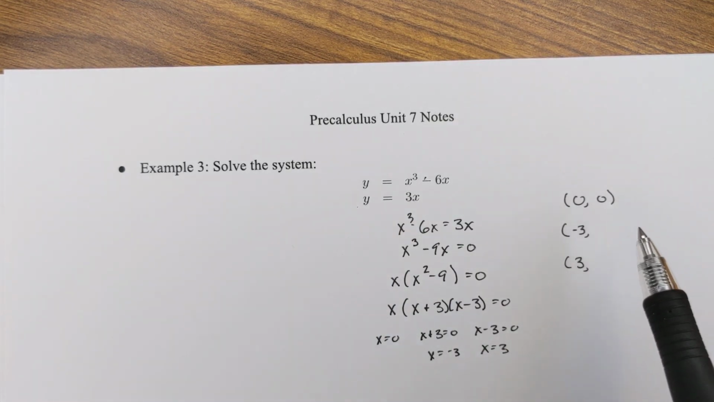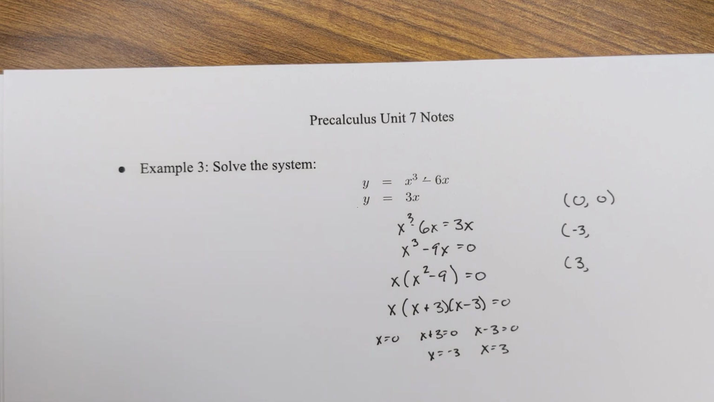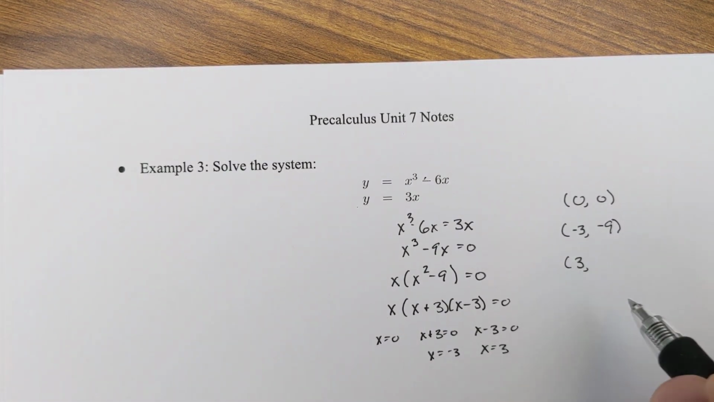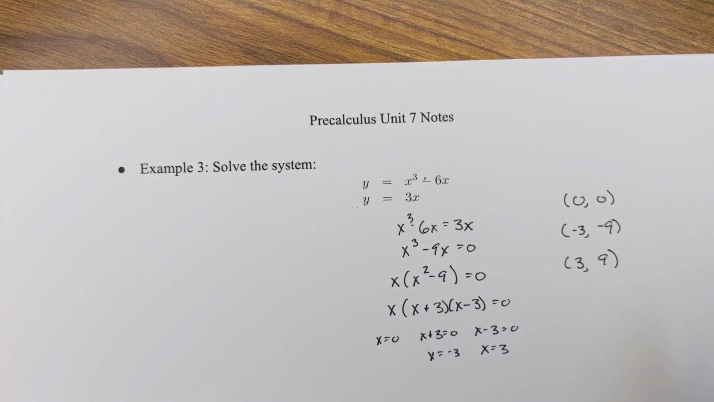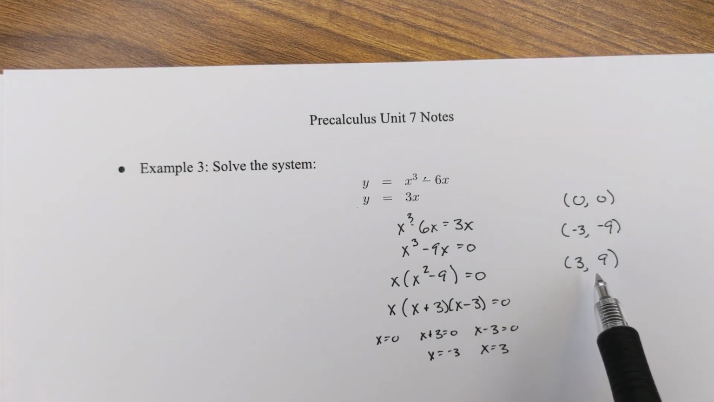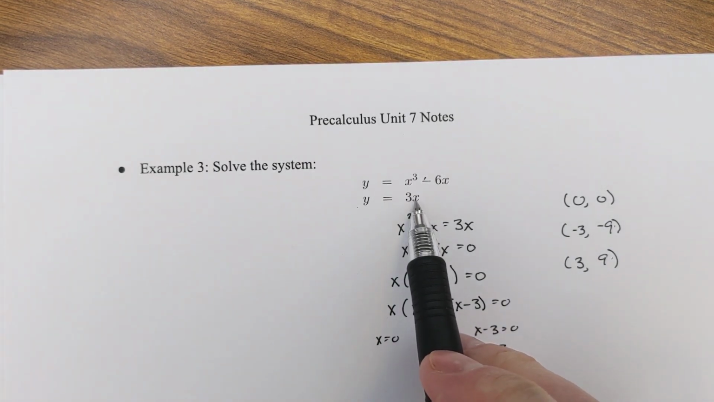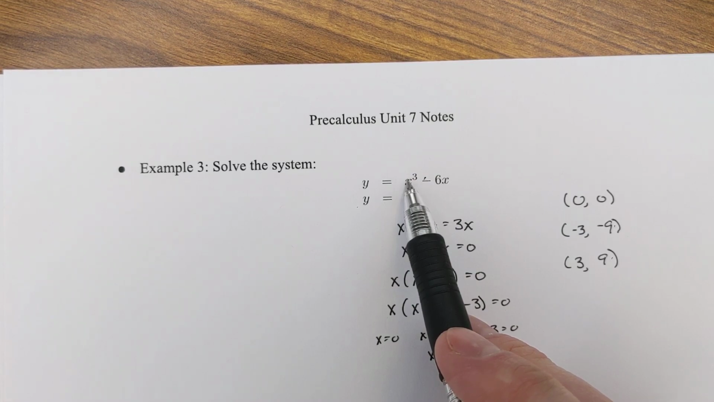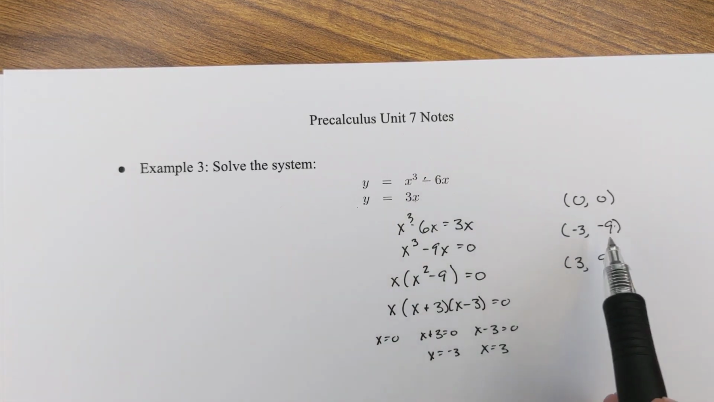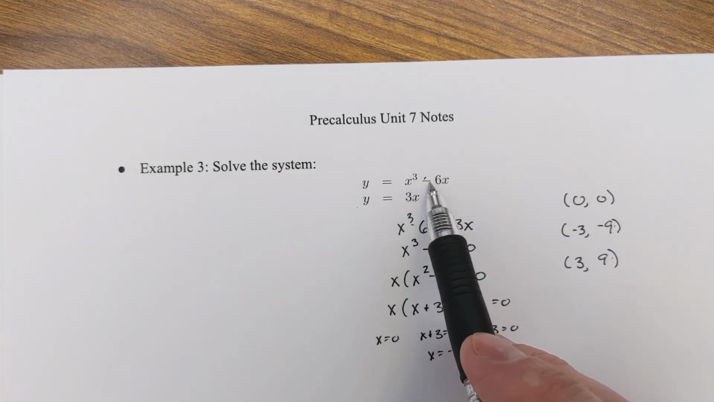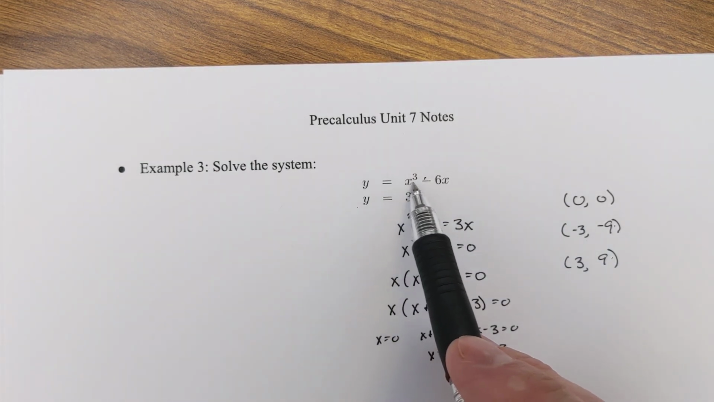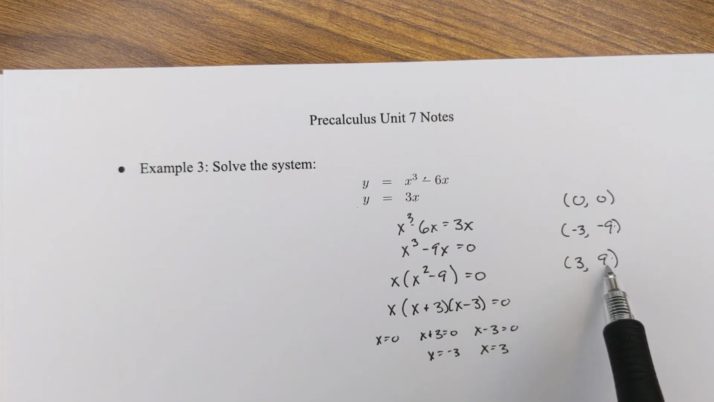If it's -3, that's going to give us -9. And if it's +3, it's going to give us +9. I got those so quickly because I just used the bottom equation. It's 3x. So it would work up here. -3 cubed is -27 minus 6 times -3. So -27 plus 18 is -9. If I plug 3 in, I get 27 minus 18, which is 9.